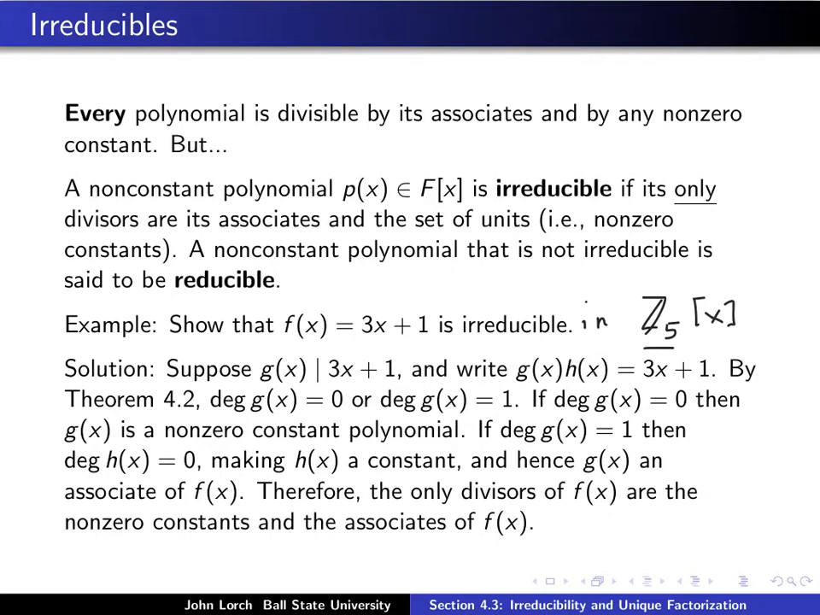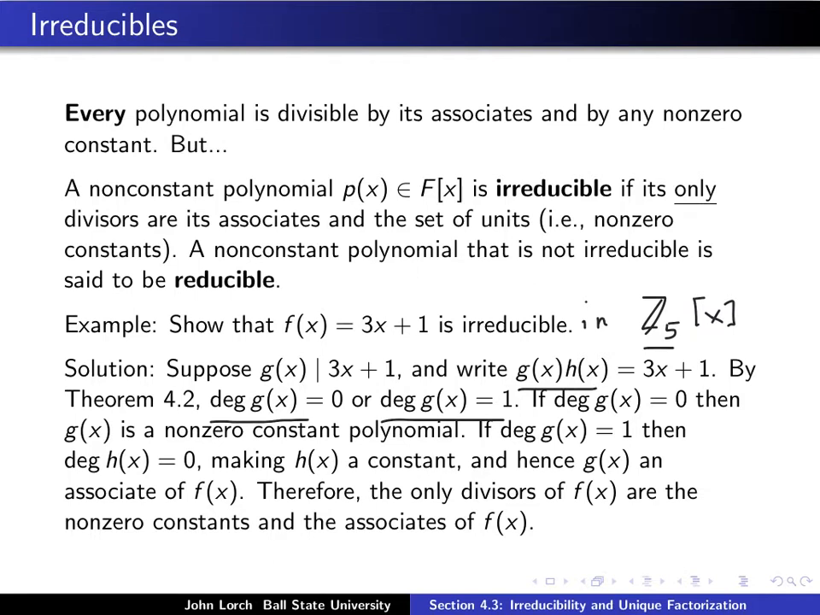All right, well, we want to show 3x plus 1 is irreducible in this polynomial ring. So we start with a divisor, g of x, a polynomial that divides evenly into 3x plus 1. If it divides evenly into 3x plus 1, then we can write 3x plus 1 as g of x times h of x for some other polynomial in this polynomial ring. And then if we look at the degrees of these polynomials, because the degree of 3x plus 1 is equal to 1, that forces the degree of g to be 0, or the degree of g to be 1.